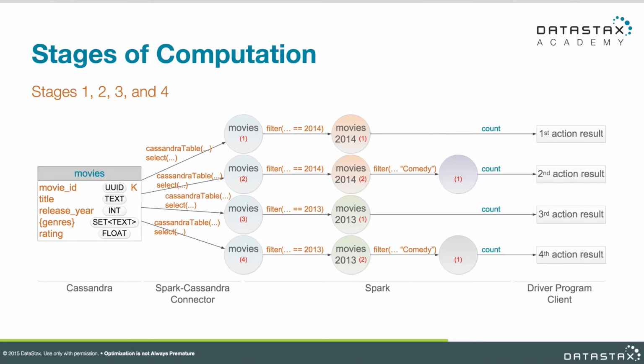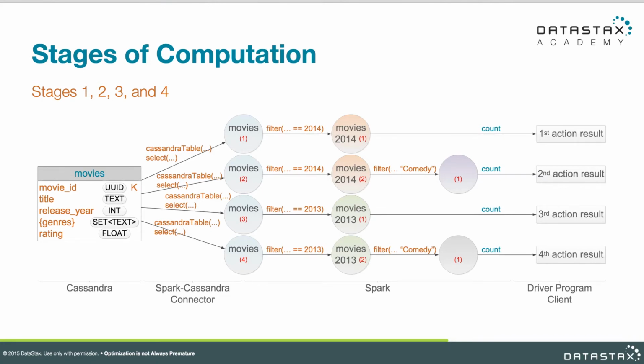This is what's actually going on with real tasks running in real jobs in real stages in the Spark cluster. It's not quite as efficient as we'd like it to be because we're recomputing the same thing several times. And you can see on the slide, they're actually even labeled where we compute movies 4 times, movies 2014 twice, and movies 2013 twice.